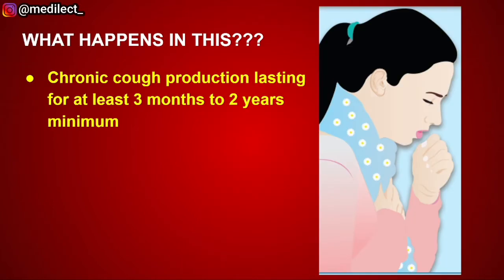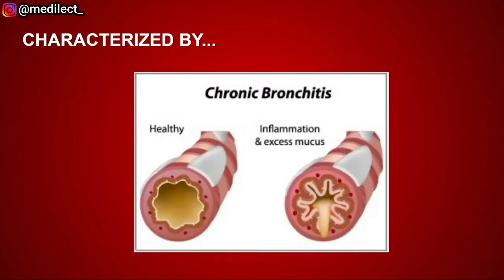Now, what happens in chronic bronchitis? There is chronic cough with sputum production which lasts for at least 3 months in a year for a minimum of 2 years. And the main reason for chronic bronchitis is smoking. Smoking is the main reason behind chronic bronchitis. And chronic bronchitis is characterized by hypertrophy of the bronchial mucinous glands. So this is the healthy and this is the inflamed bronchus. And in the inflamed bronchus, there is hypertrophy of the mucinous glands.